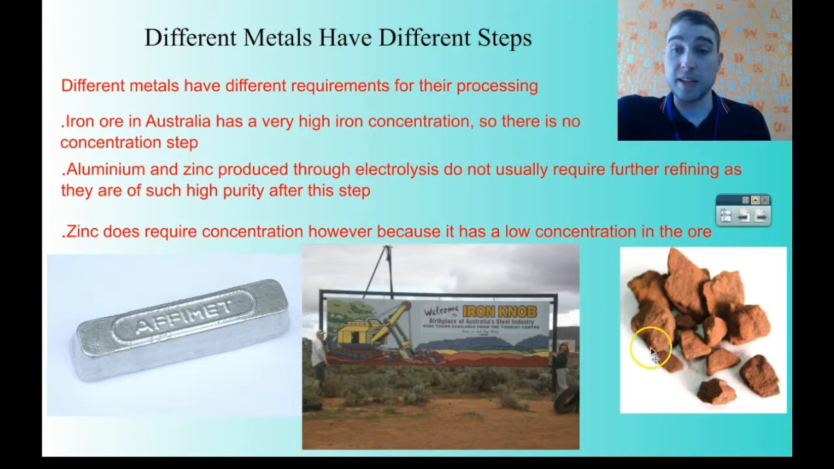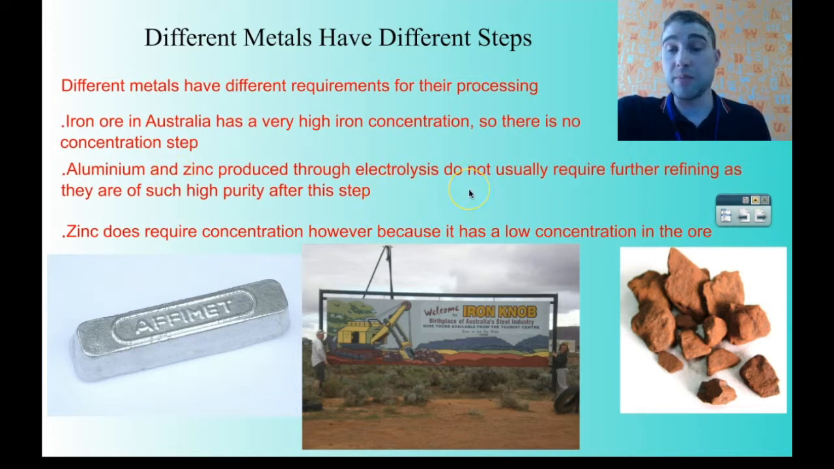So here's hematite down here. This is one of the more common iron ores that's produced in Australia. Here's a picture of my friends at Iron Knob, which was one of the first places where they did this in Australia. Because it's higher iron content, you don't have to worry about doing a concentration step.